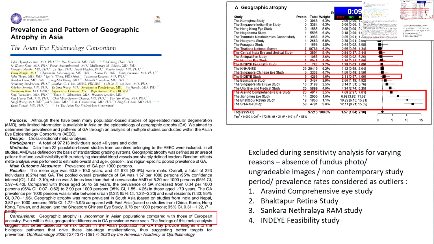Now really, how significant is it in Asia? There was this study by the Asian Eye Epidemiology Consortium where they showed that geographic atrophy actually had a lower incidence than the West. But if you look closely at the data, there were studies from South India which showed the geographic atrophy was actually a little higher, but they had to exclude them during the sensitivity analysis for lack of certain information. And most of these studies came from India, which shows that probably we don't have such a low incidence of geographic atrophy as the world thinks.